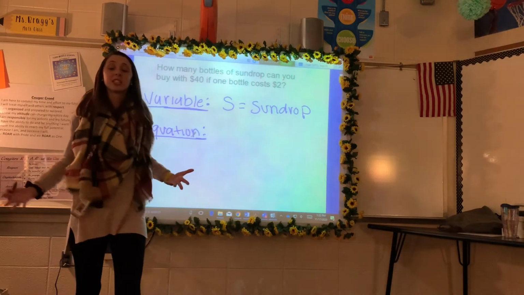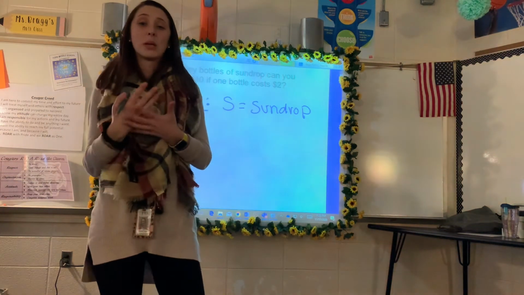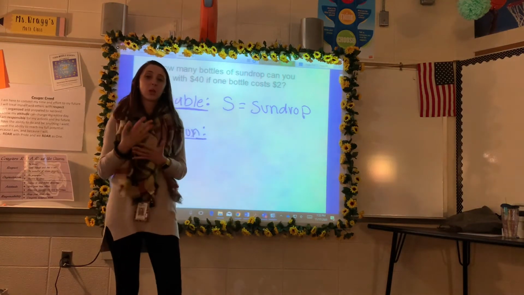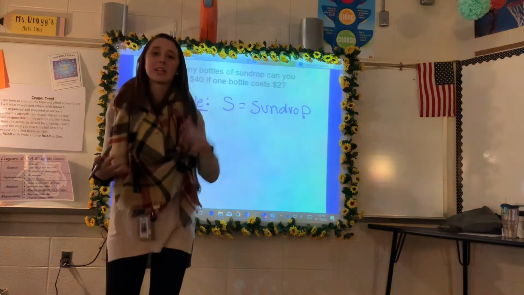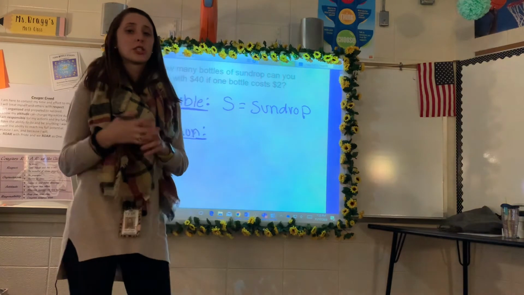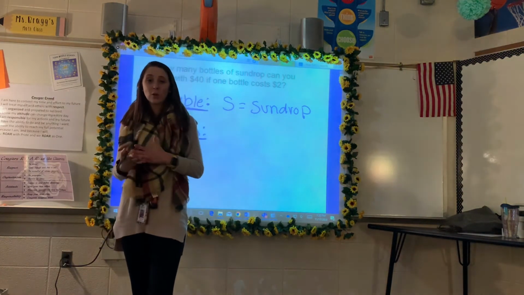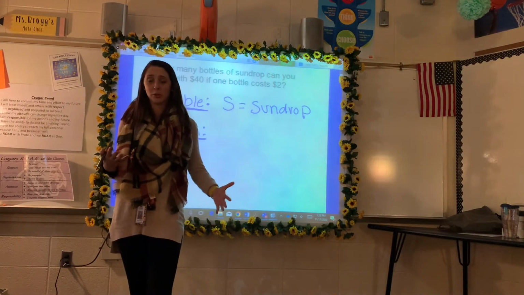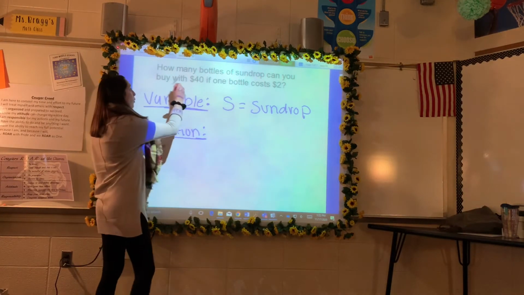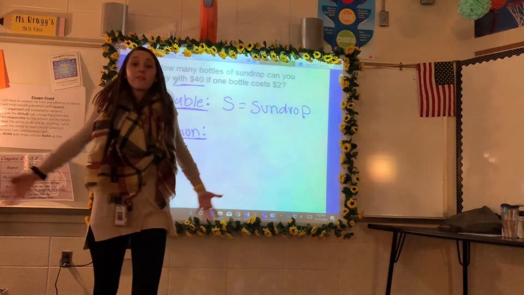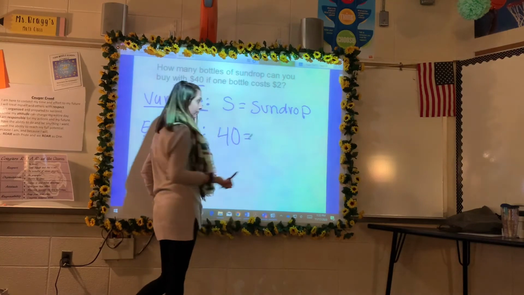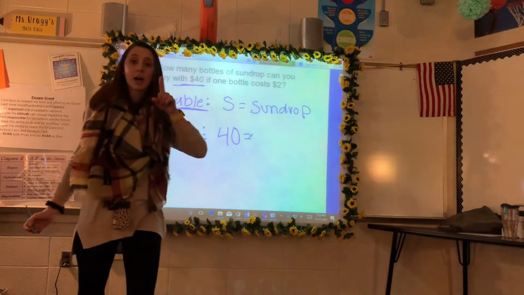This equation is going to help us find out how much one bottle costs, okay? So something important to remember is, when we write an equation, we never want it to equal the variable, okay? Because there's no point in writing that equation. So that might be something you want to keep in mind: when we write equations, we don't want it to equal a variable, okay? So how many bottles of Sundrop can you buy with $40? So we have $40, so that is our total, okay? So $40 equals, if one bottle costs $2.